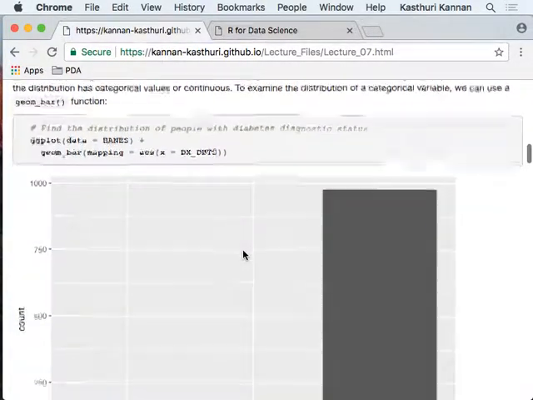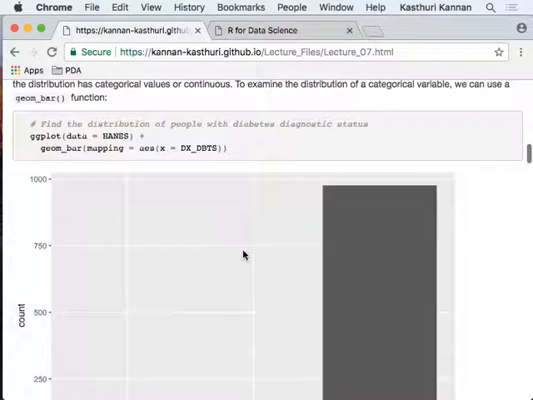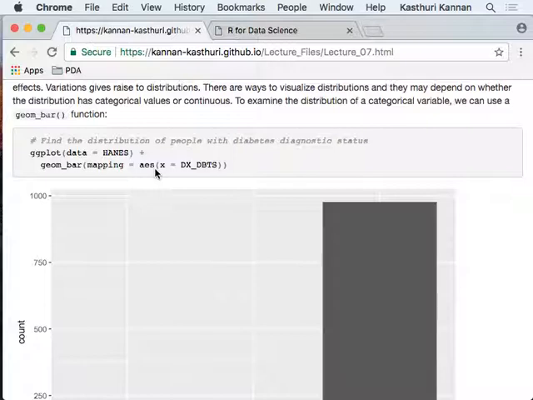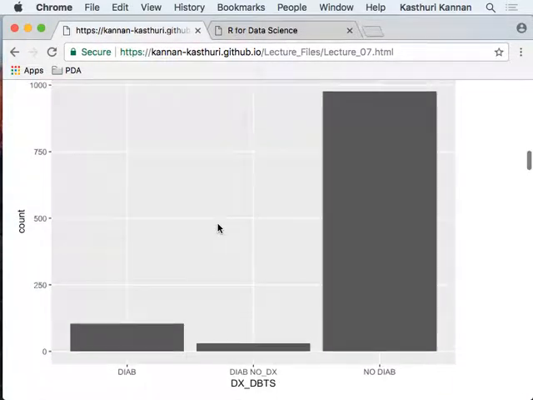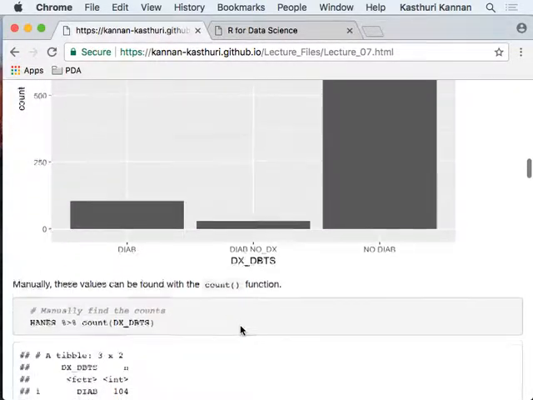So let's say here I'm going to use the Haynes data. For a categorical variable, you can use geom_bar, which is a bar plot. You can plot a bar chart using this geom. And this is for diabetes; I'm listing the distribution of people with diabetes. And you have this distribution. Immediately you can see that the people who have no diabetes are much more highly represented in the population than the other two groups.